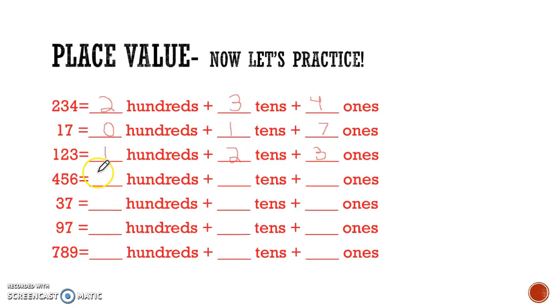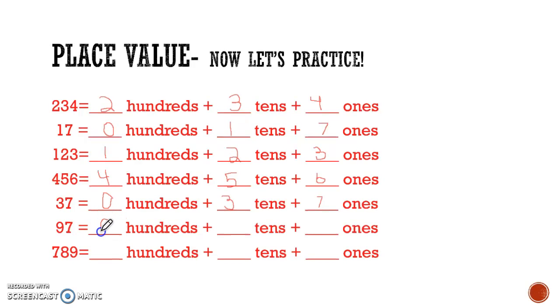In the hundreds place here we have 4, which is also equal to 4 flats. And then we have 5 tens and 6 ones, which is also equal to 4 flats, 5 rods, and 6 units. In the hundreds place we don't have anything, so we're going to put 0. And then we have 3 tens and 7 ones, so that is also equal to 3 rods and 7 units.